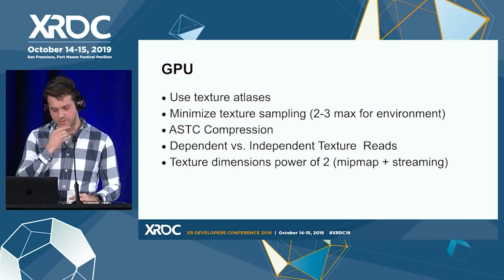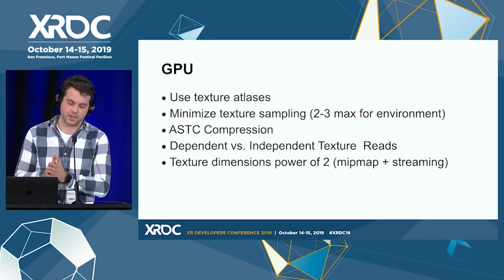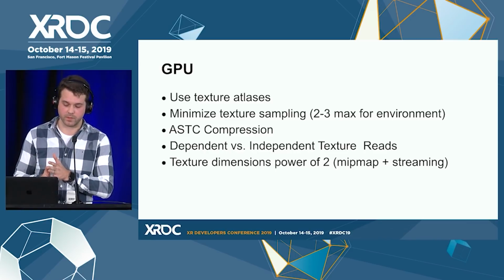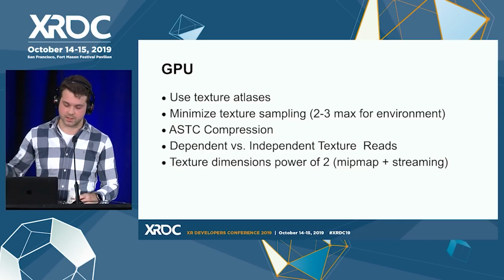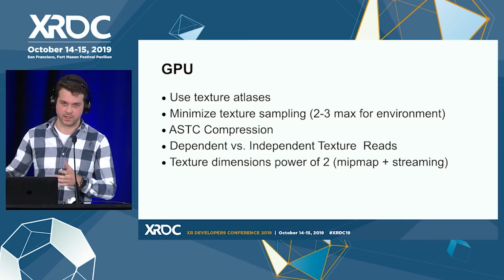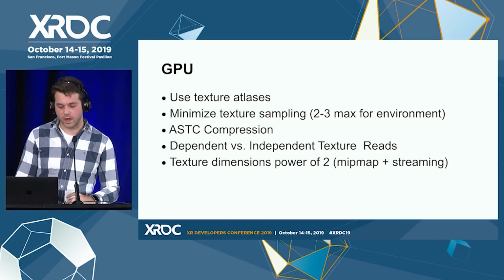Similarly, speaking about texture dimensions, make sure they're power of 2. Just make sure your textures are clean, because if they're not power of 2, then they won't mip map properly, and they're not going to stream properly. And mip mapping is great for caching too, because then it's not going to use the highest res texture when it doesn't need to, when it's far away.